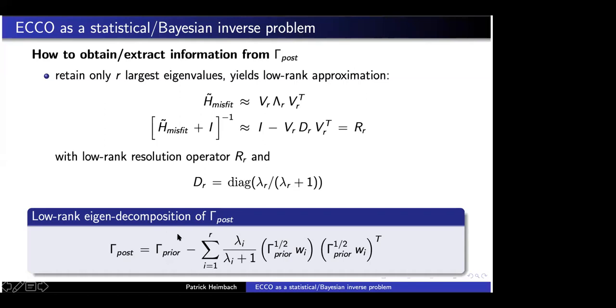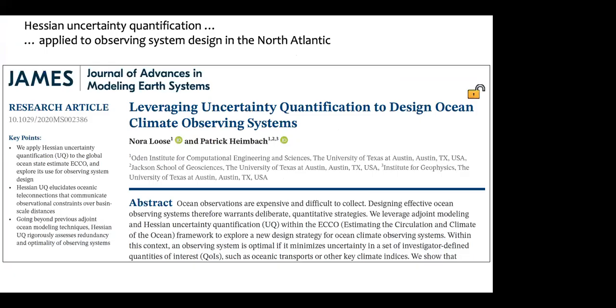Using this now for uncertainty quantification and observing system design is something that I don't have time for, but excitingly, just yesterday or 2 days ago, the paper by Nora Loose came out, which describes the use of this Hessian uncertainty quantification approach for observing system design, basically asking the question: what observation types and placements have the biggest impact on a quantity of interest for which I would like to reduce my uncertainty.